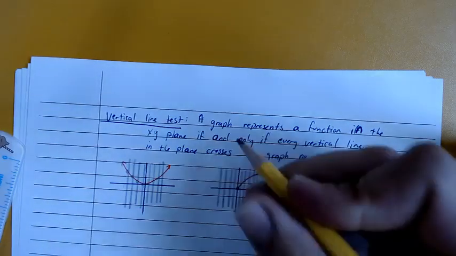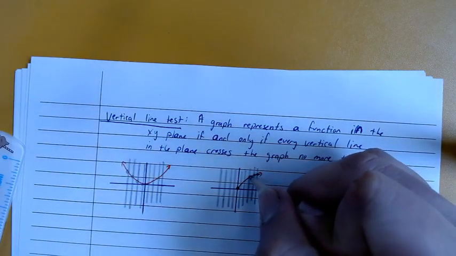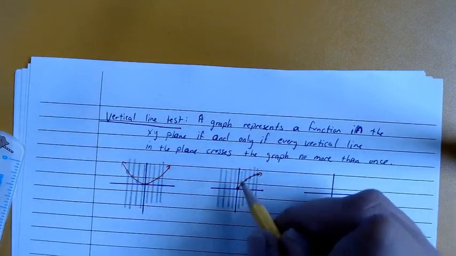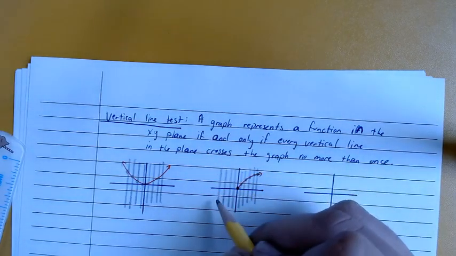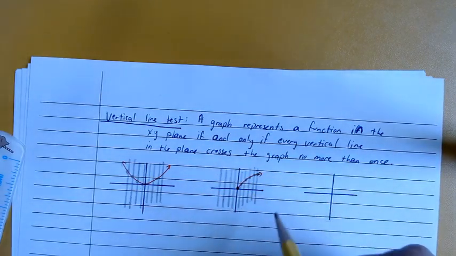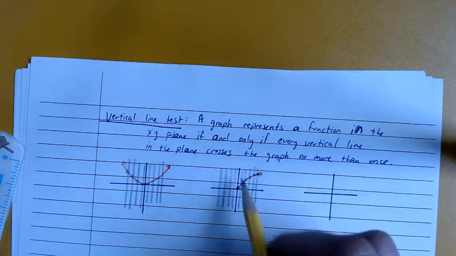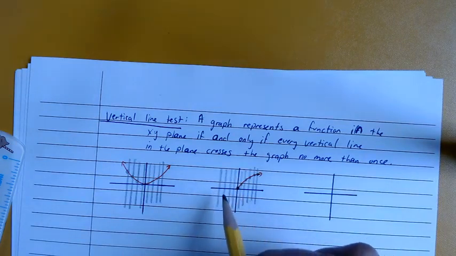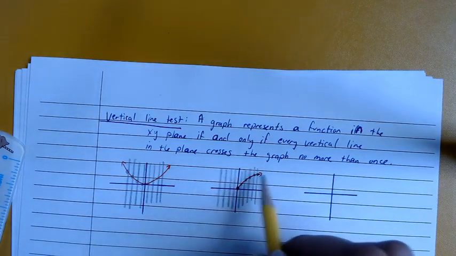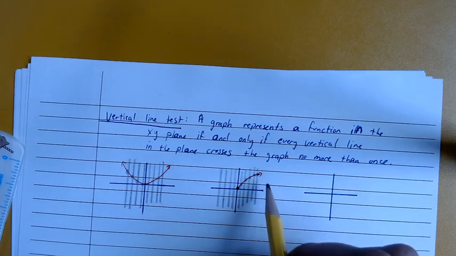Right? Here, you cross once and once. Each of these vertical lines only crosses once. Notice these vertical lines don't cross at all. They never cross. But still, not ever crossing is still no more than 1. It's not 2 or 3 or 4. So every vertical line either doesn't cross or crosses once. That's another way to say it.